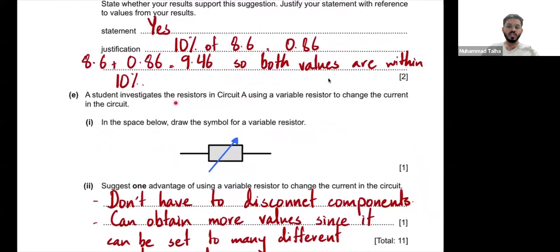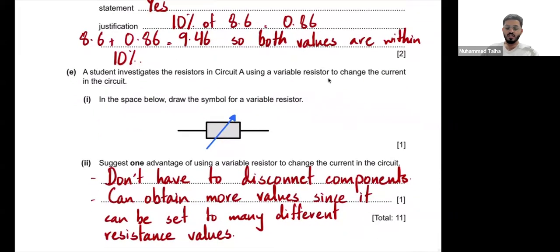Part E, a student investigates the circuits in the resistors in circuit A using a variable resistor to change the current in the circuit. Part 1 in the space below, draw the symbol for a variable resistor. Very straightforward. Suggest one advantage of using a variable resistor to change the current in the circuit. The first thing that comes to mind, if you have done some electricity experiments, is that with these resistors, you have these combinations which you need to take apart and plug into the circuit to change those resistor values. And obviously, those values can only be just some values.